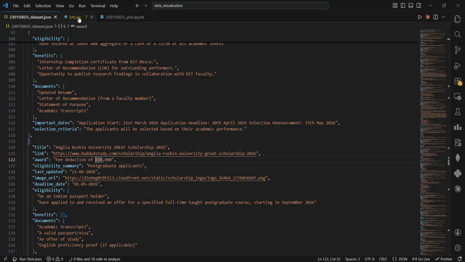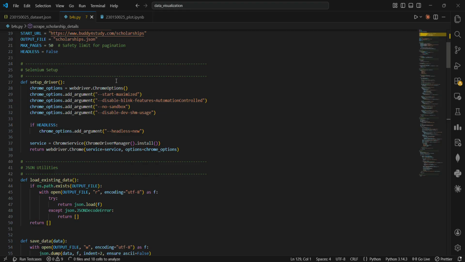Overall, the technologies used in this project include Python, Selenium, BeautifulSoup, JSON, Pandas, Matplotlib, Seaborn, and Jupyter Notebook. In conclusion, this project successfully demonstrates how web scraping and data visualization can be combined to create a complete analytical pipeline. By transforming unstructured scholarship data into actionable insights, the project showcases practical applications of data science techniques in educational opportunity analysis.